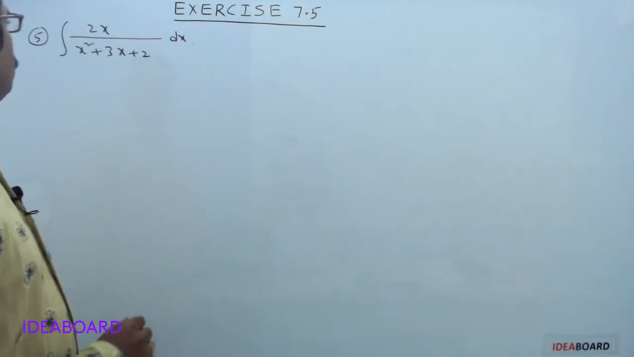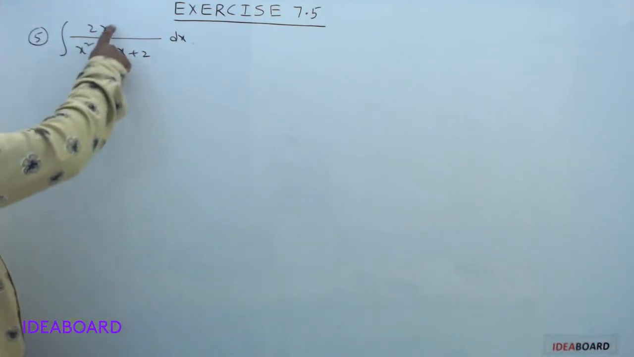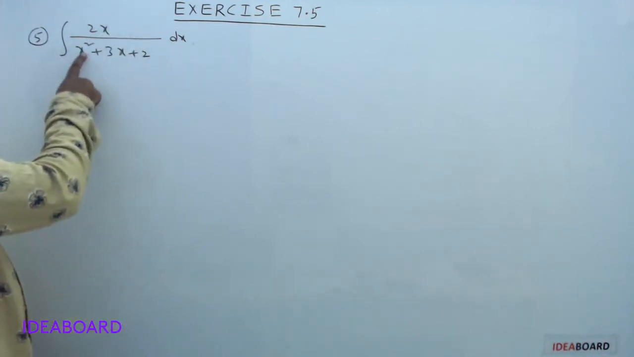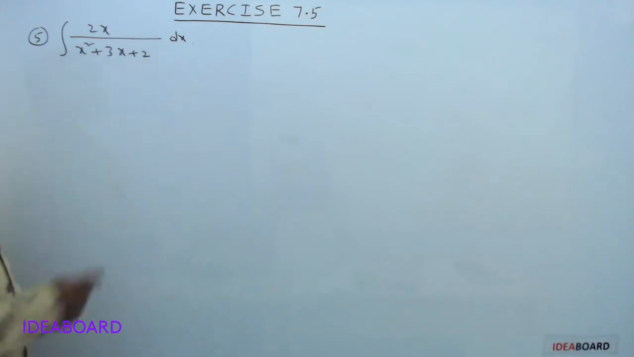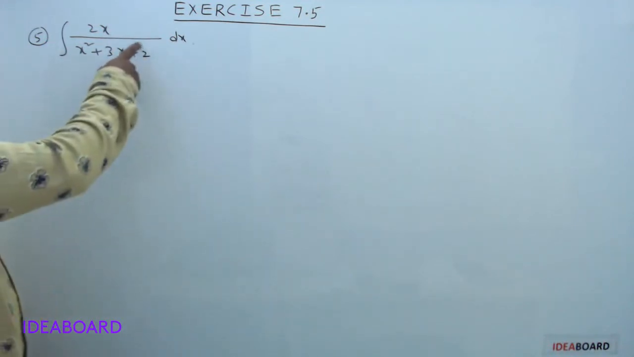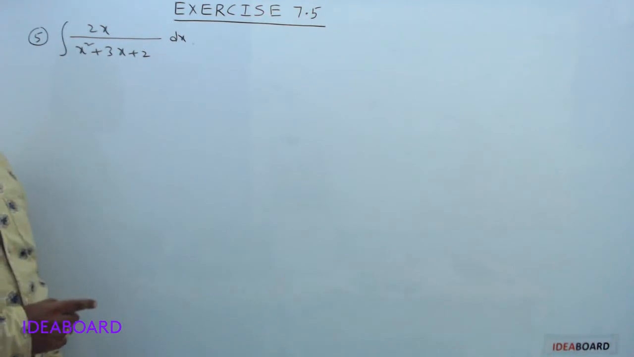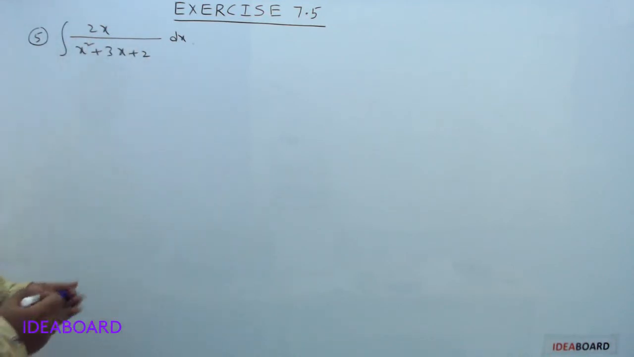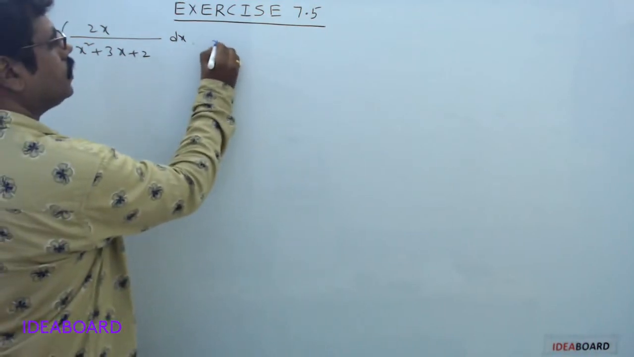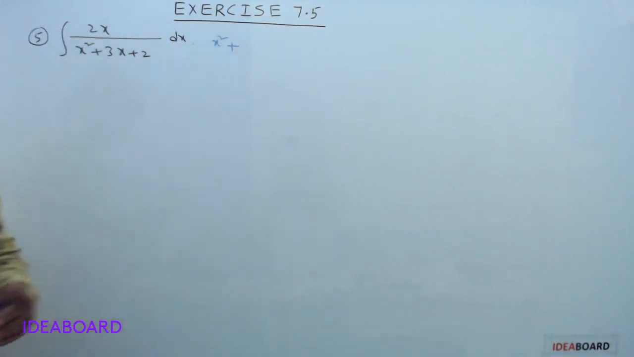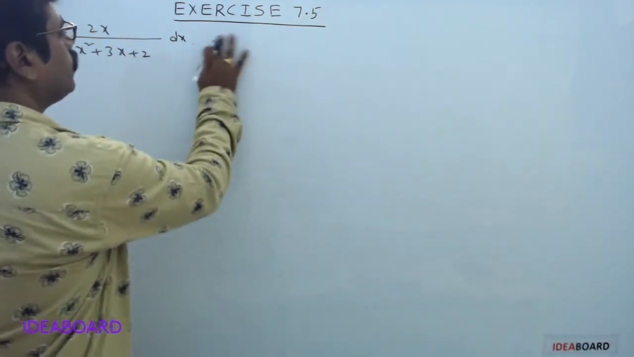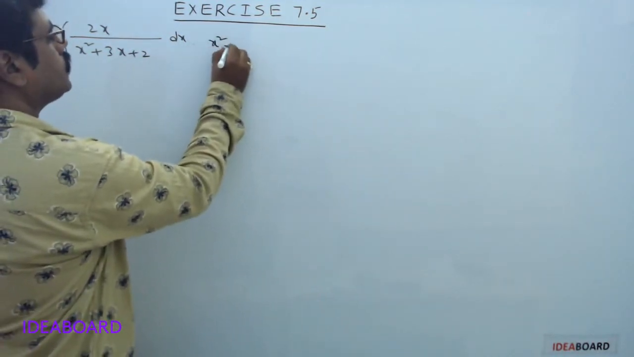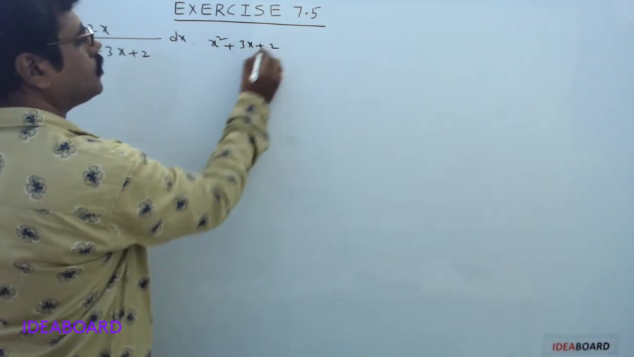Now come to the next problem. Integral 2x divided by x square plus 3x plus 2 dx. Here it is a second degree expression. Can you guess the factors for the second degree expression? This is x square plus 3x plus 2.